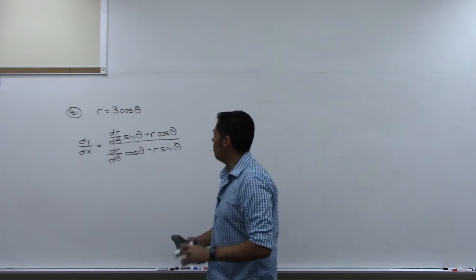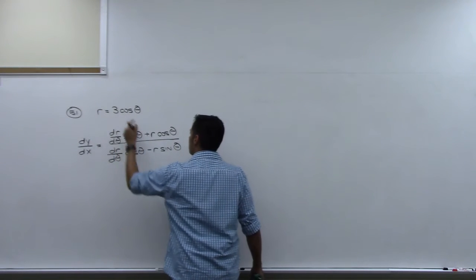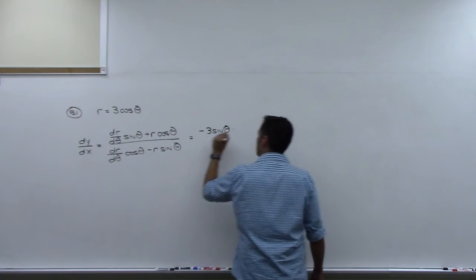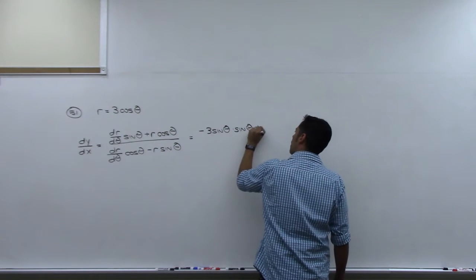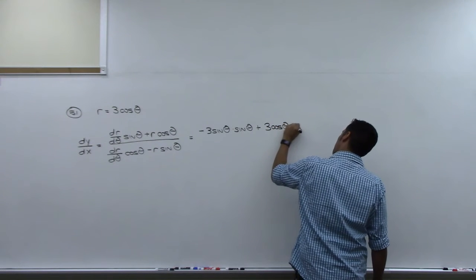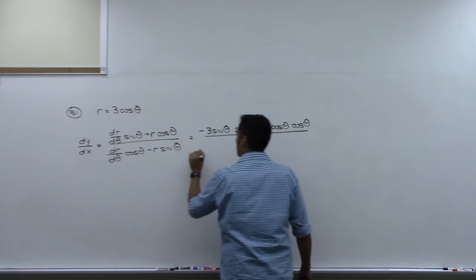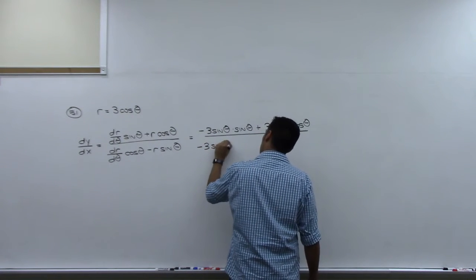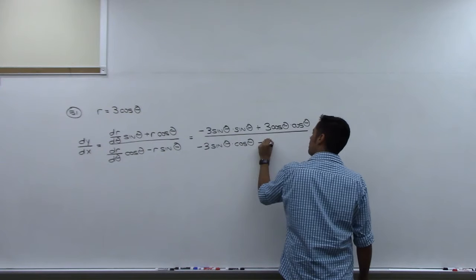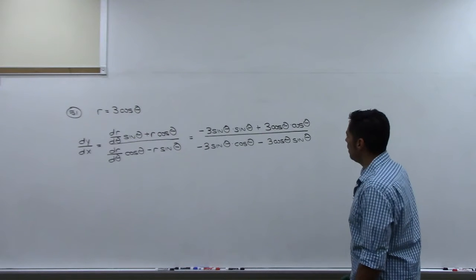And now we just, again, take derivatives here. So the derivative of r with respect to theta is going to be negative 3 sine theta, but then times sine theta again, plus r, which is 3 cosine theta, times cosine theta again, over, on the bottom, derivative of r with respect to theta, we already did that. That's negative 3 sine theta times cosine theta minus r, which was 3 cosine theta times sine theta. Now I'm going to clean this up just a little bit.